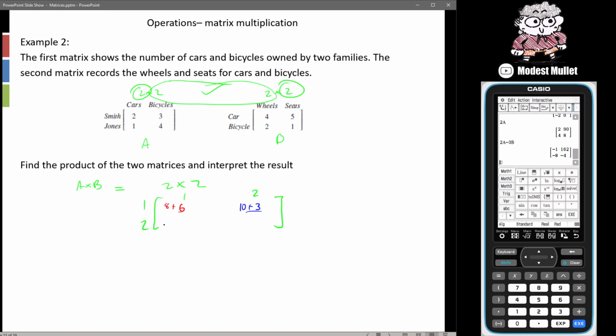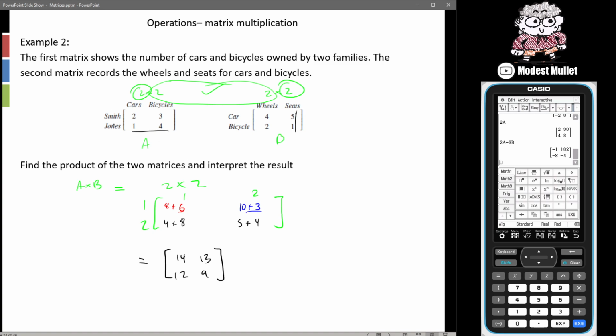Let's do these in black. So we've got second row by first column is 1 by 4 is 4, plus 4 by 2 is 8. And then we've got second row by second column. So we get 1 by 5 is 5, plus 4. This gives me 8 plus 6 is 14, 10 plus 3 is 13, 4 plus 8 is 12, and 5 plus 4 is 9. Okay, so what is this matrix telling us?